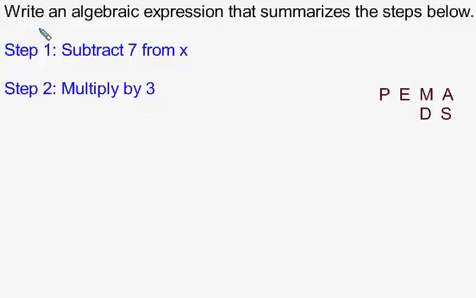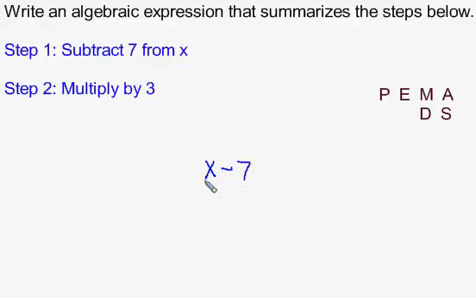In this problem, we are to write an algebraic expression that summarizes the steps below. Step 1 says to subtract 7 from x. So what this means is that we have some unknown number x, and we are to subtract 7 from it. So that would be the algebraic expression x minus 7.